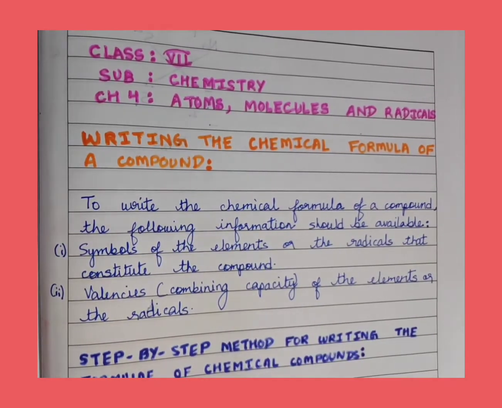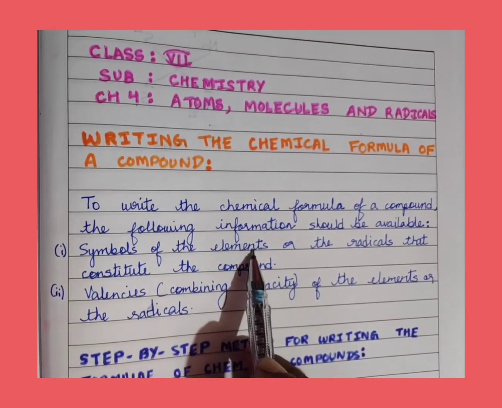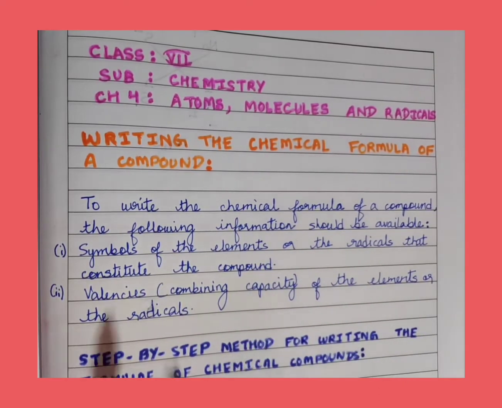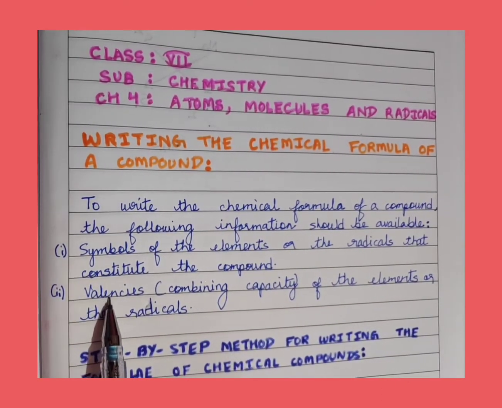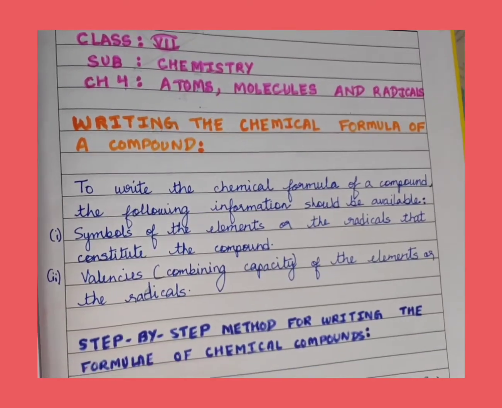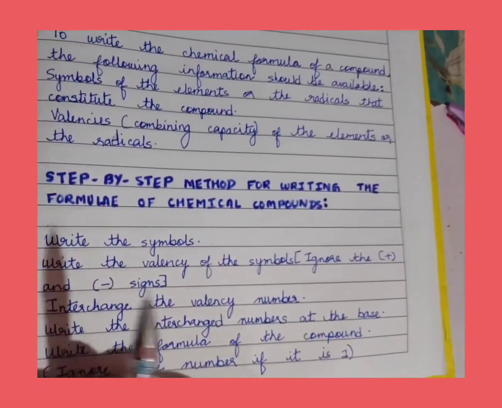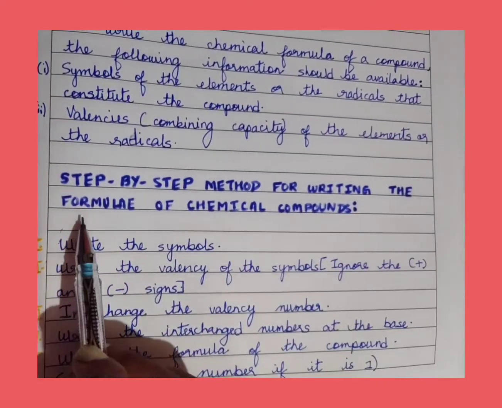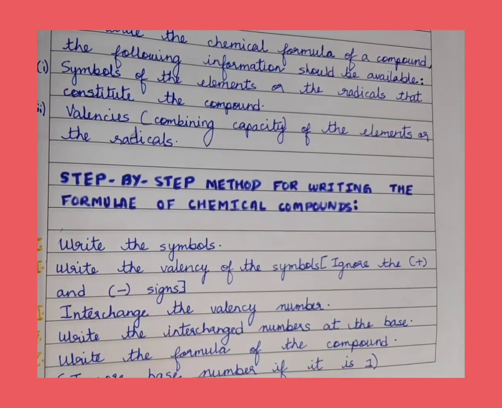As I have said, you need to learn the symbols of the elements or the radicals, and then you need to learn the valencies. Okay, now what are the step by step methods for writing the formulae of chemical compounds?